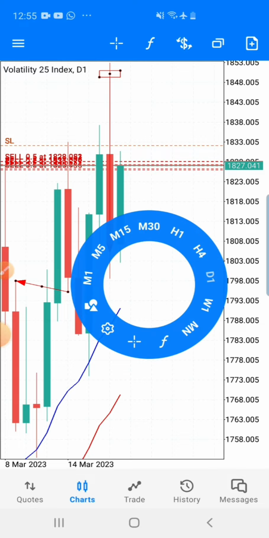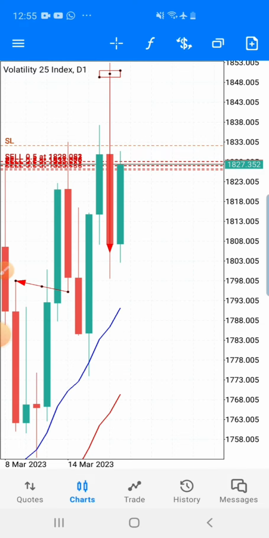Okay, the basic thing is you just understand this. The first signal is to see the previous day candle with a long wick. This is a bearish candle with a long wick. So the next day you wait for the next candle, which is the daily candle, to pull back to any level. I don't care about the level.